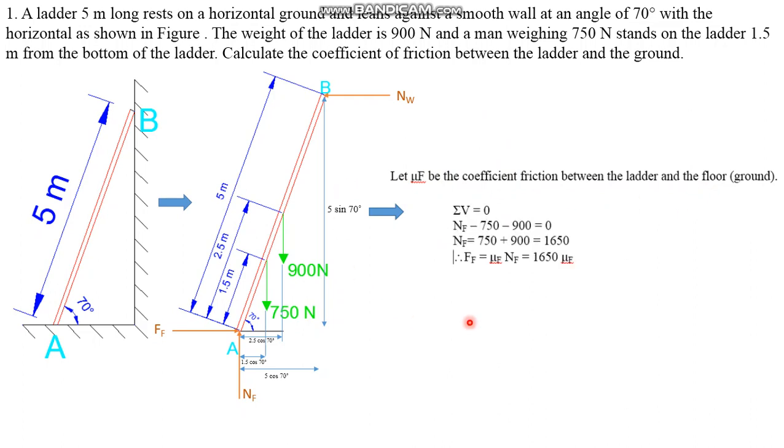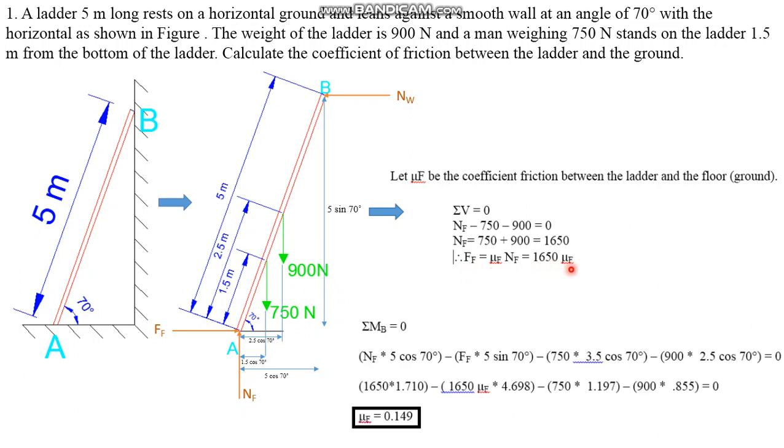Now if you take summation of V equals 0, that means the sum of vertical forces. NF is going up, so positive, minus 750 minus 900 equals 0. Then you will get NF equals 1650 Newton. Therefore FF, the frictional force, is given by mu f into NF. So FF you will get as 1650 mu f.